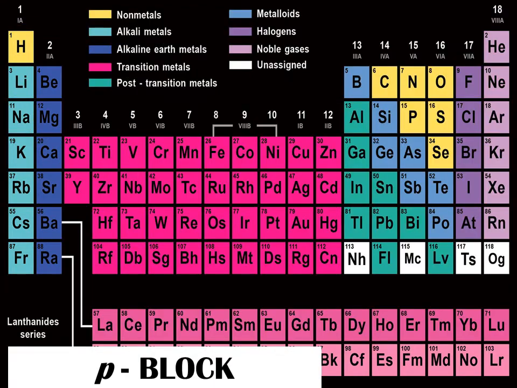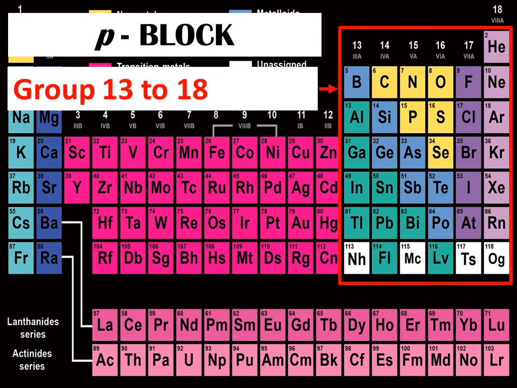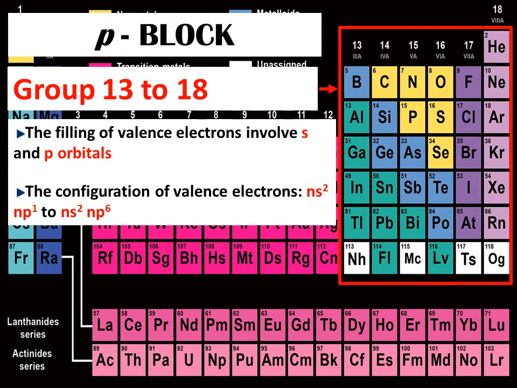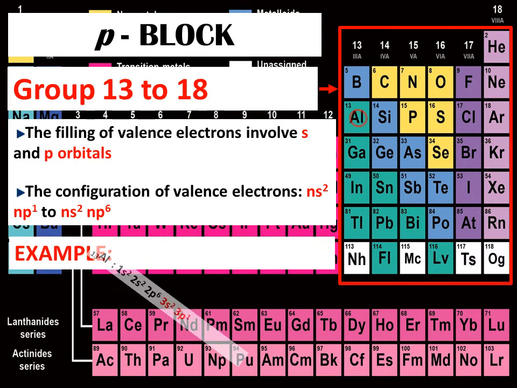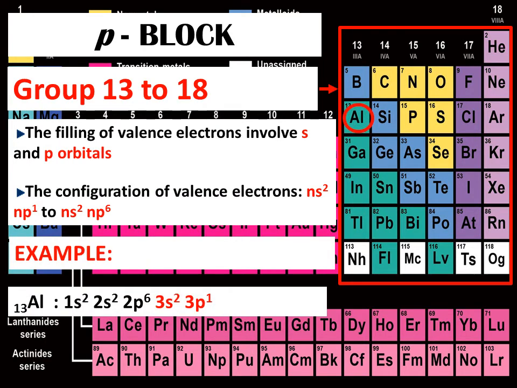P block, group 13 to 18. The filling of valence electrons involves s and p orbitals. The configuration of valence electrons is ns2 np1 to ns2 np6. Example: the electron configuration of aluminium is 1s2 2s2 2p6 3s2 3p1, and the configuration of valence electrons is 3s2 3p1.